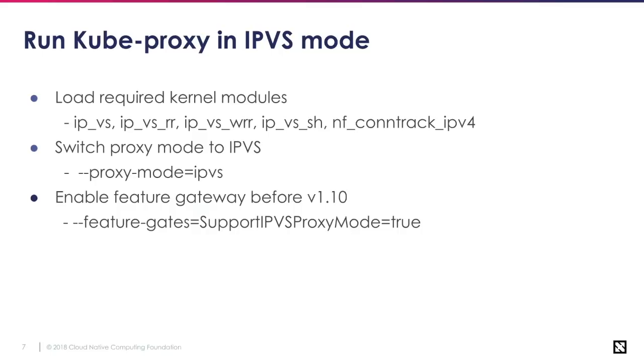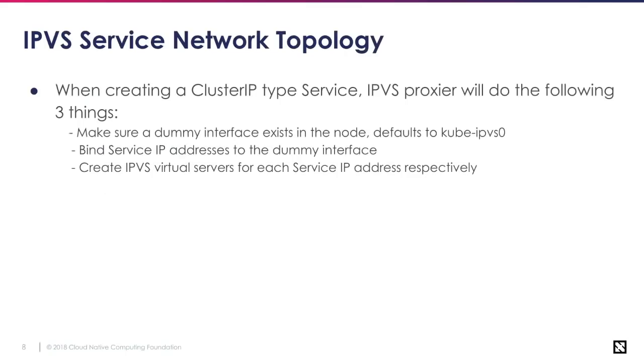And make sure we enable this feature gate before 1.10, because before 1.10 it's still in alpha stage. After 1.10, it's in beta, so it's enabled by default. Set the proxy mode to IPVS. Okay, next. So let's take a sample.